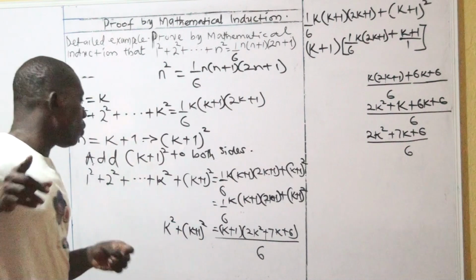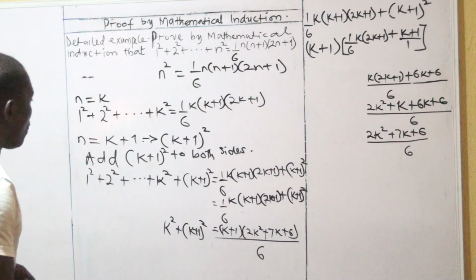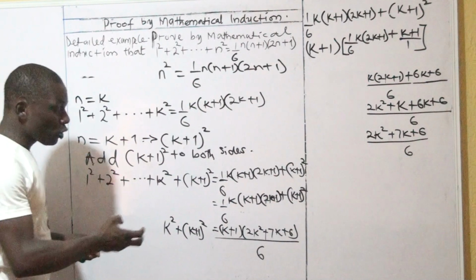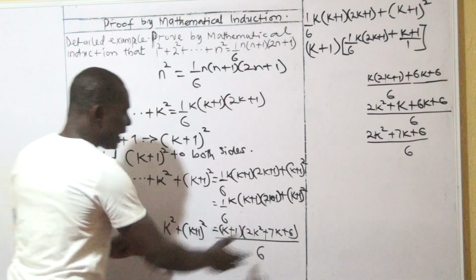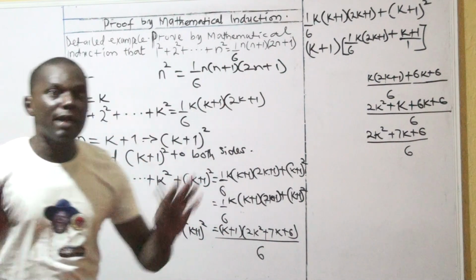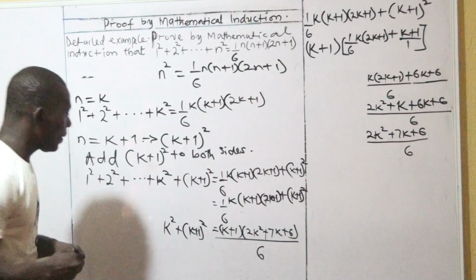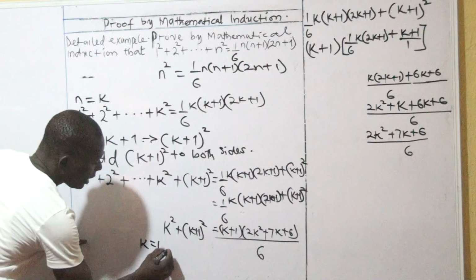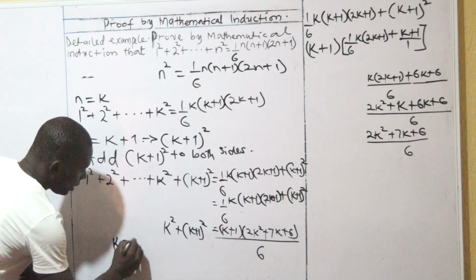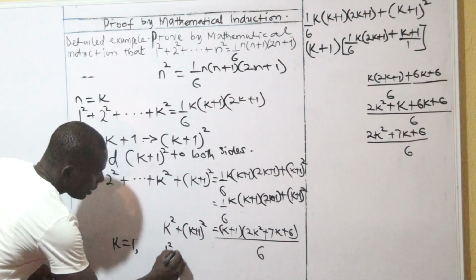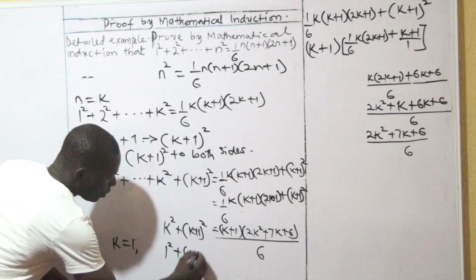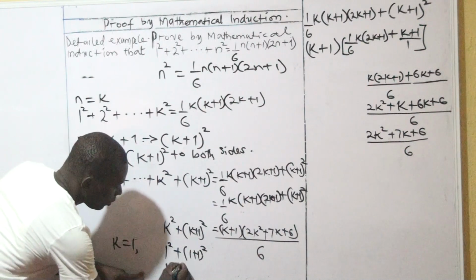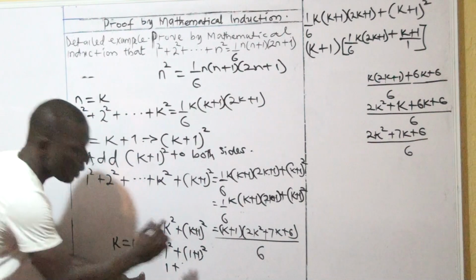So now we want to verify. We assume that k is equal to 1. The moment we substitute k equals 1 here and both sides are equal, that means our proof is as good as completed. Okay? So we say k equals 1. So here will be 1 squared plus 1 plus 1 all squared. So 1 squared is 1 plus 1 plus 1 is 2, 2 squared is 4.